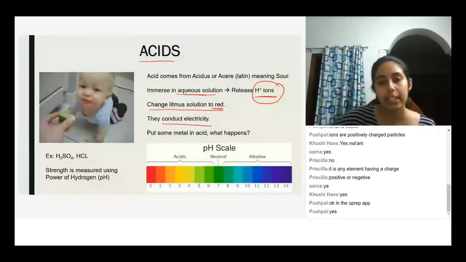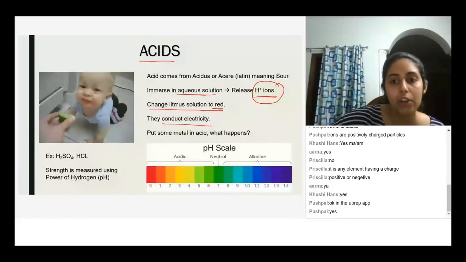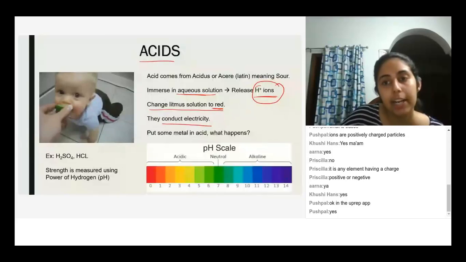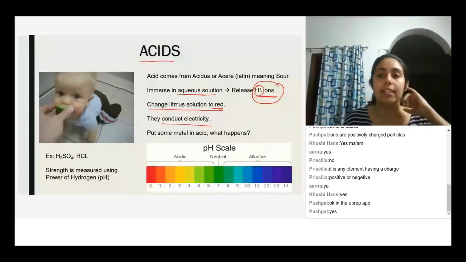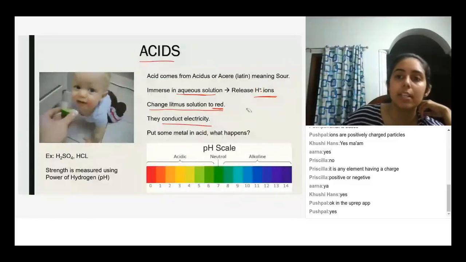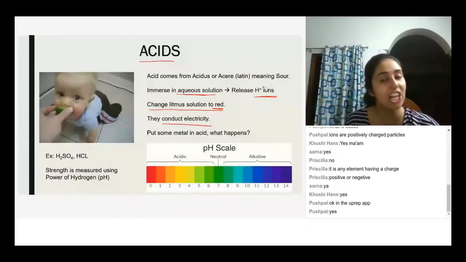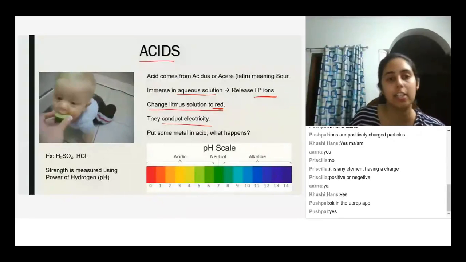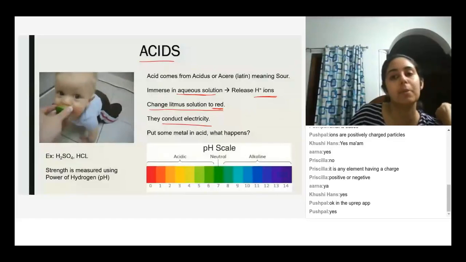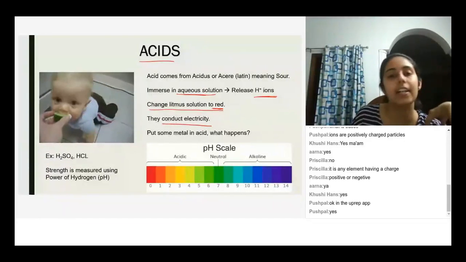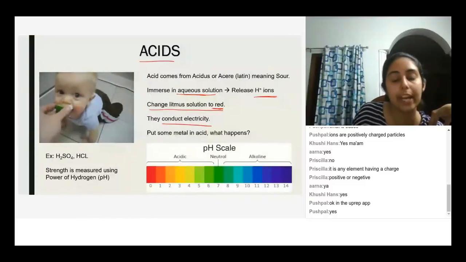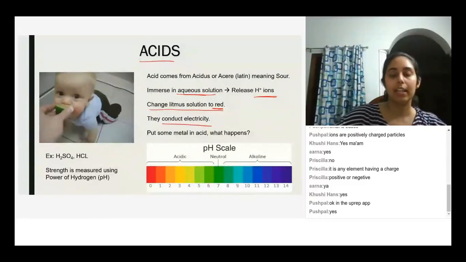Okay, so let's get back to the slides now. Because acids contain positive charge ions, they release H plus ions. Acids release H plus ions, and because H plus ions are charged, they conduct electricity. Anything that is charged will conduct electricity. So acids, remember, change the litmus solution to red. Okay, now let us move forward.